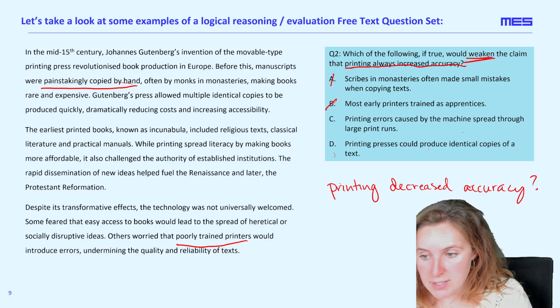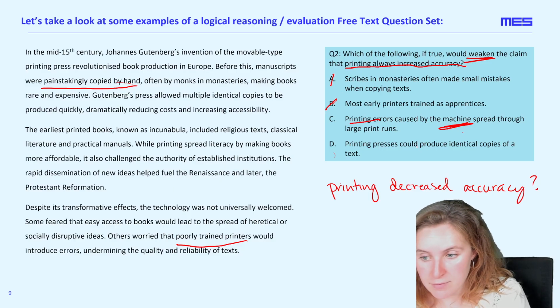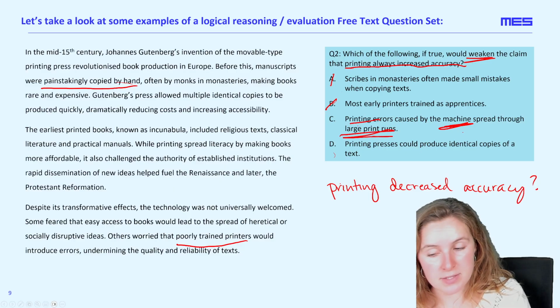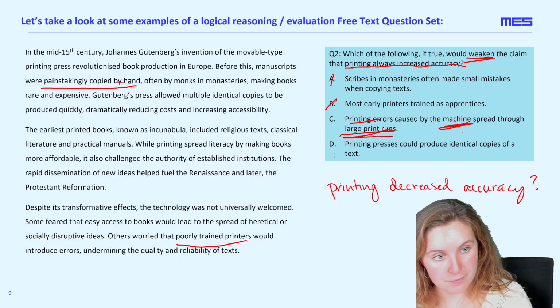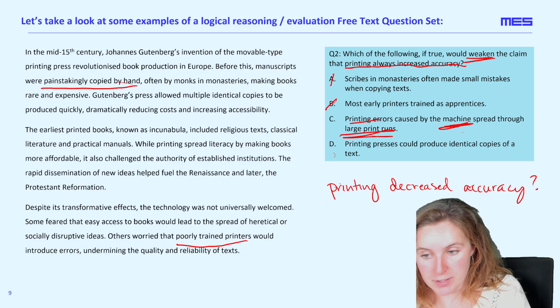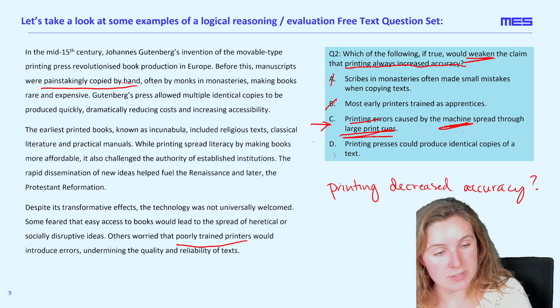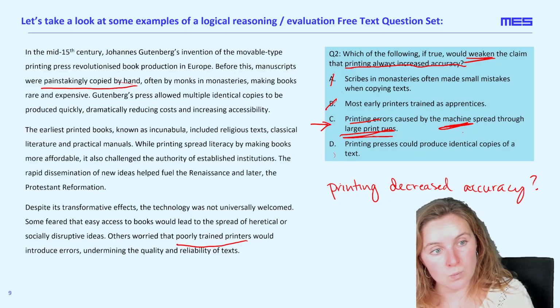Printing errors caused by the machine spread through large print runs. Okay, so we have printing errors caused by the machine. So that seems like a printing issue that the monasteries would not have. And then spread through large print runs. So that seems like that would affect a lot of copies of the books and thus be a bigger problem than a small error made by a monk in a monastery handwriting. That would not immediately affect large print runs that would cause widespread errors. So this seems like a pretty good answer to us. It seems logical and would weaken the claim that printing always increased accuracy if some of the machines made errors that meant that lots of copies of the book were then inaccurate.